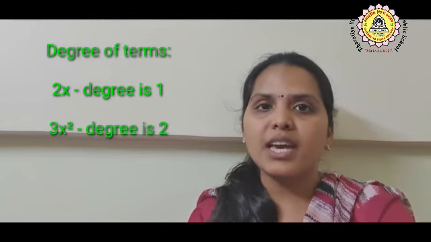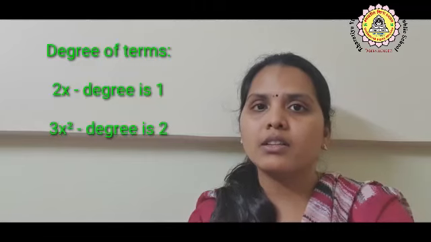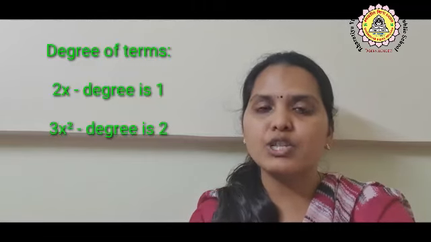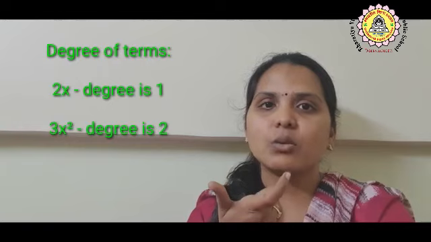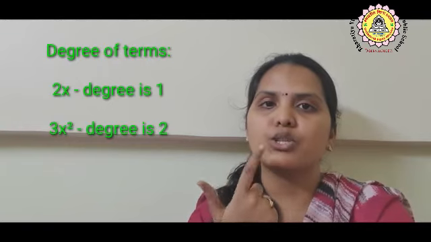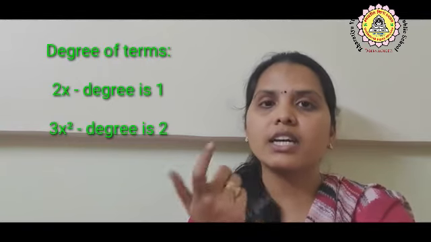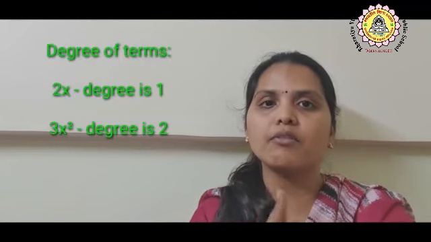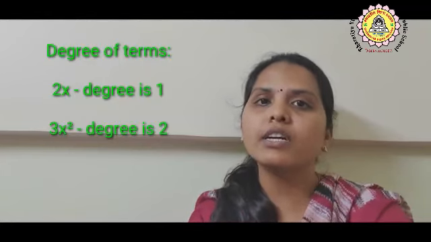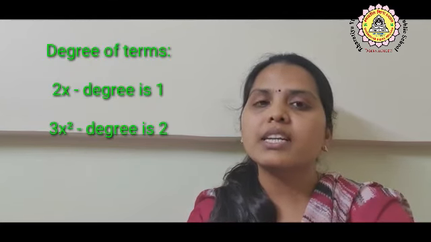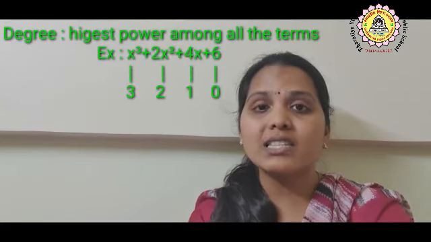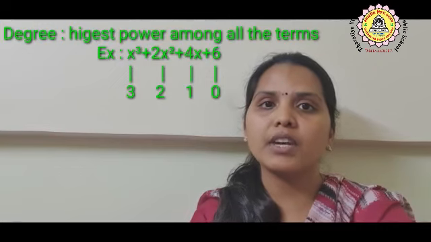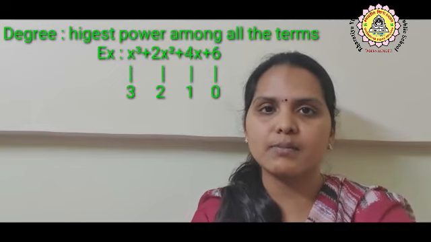If you take 3x square, the variable is x and its power is 2. So the degree of 3x square is 2. Like that, you are able to find the degree of individual terms. But coming to the expression, how do we find its degree? The degree of an expression is the highest power among the variables involved in that expression.